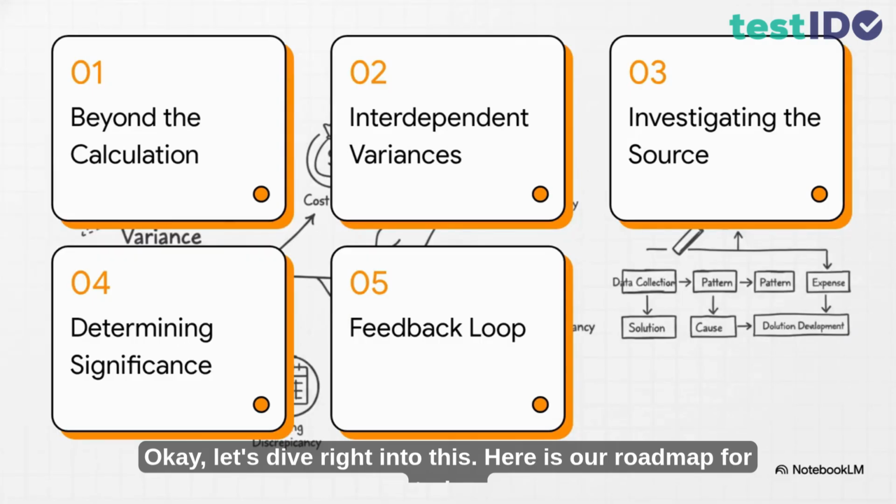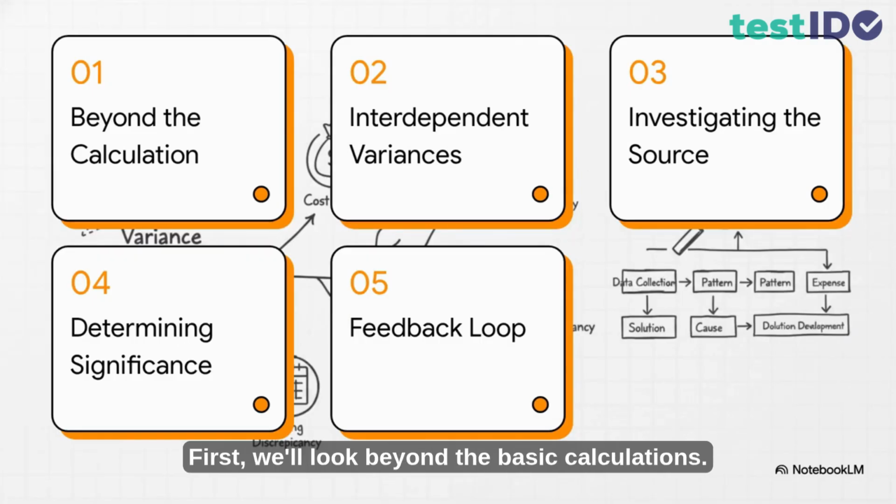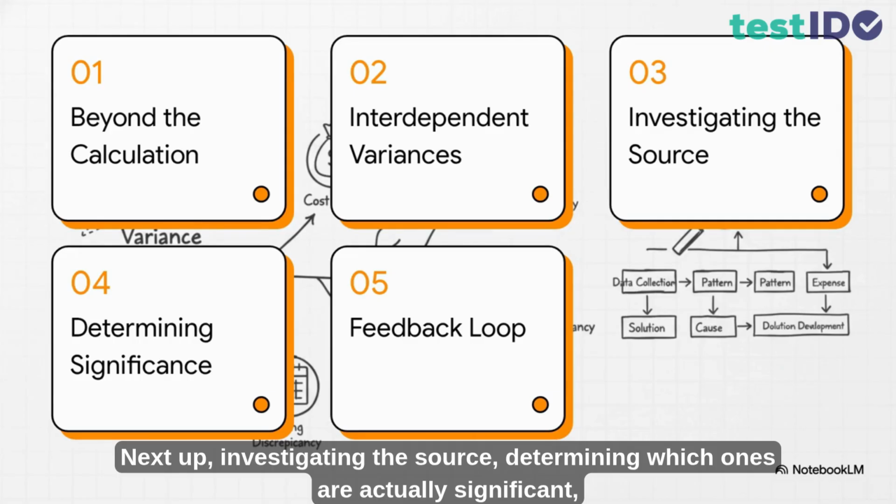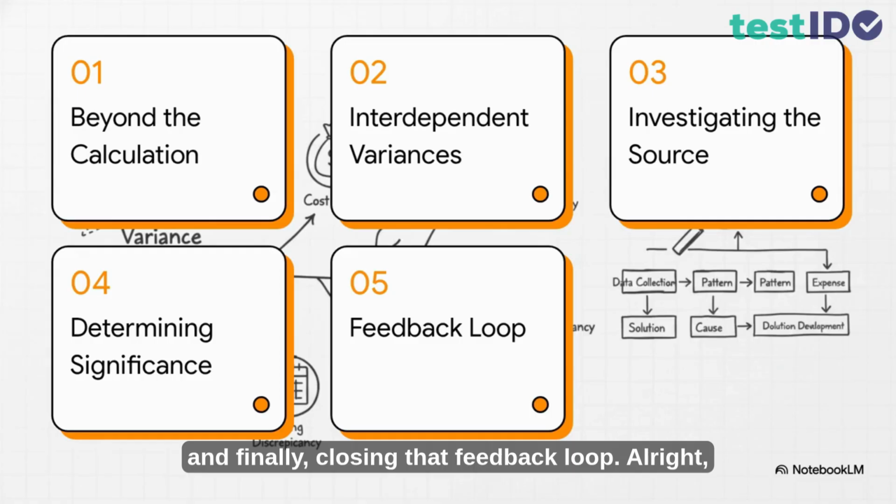Okay, let's dive right into this. Here is our roadmap for today. First, we'll look beyond the basic calculations. Then, we'll explore the interdependence of variances. Next up, investigating the source, determining which ones are actually significant. And finally, closing that feedback loop.